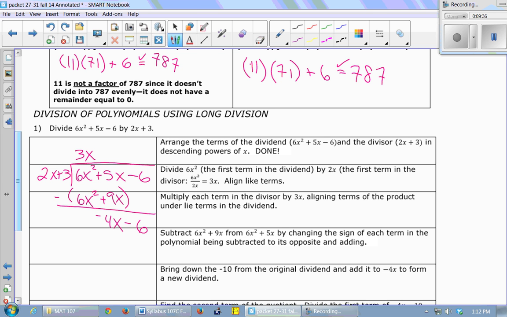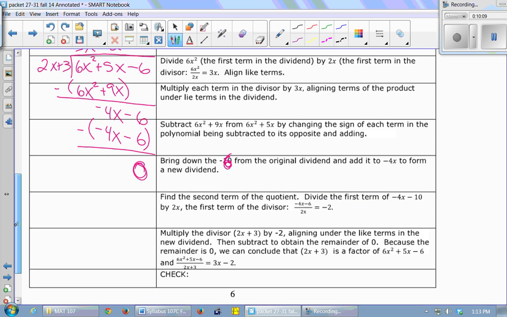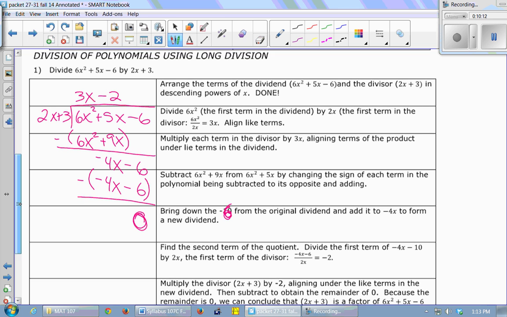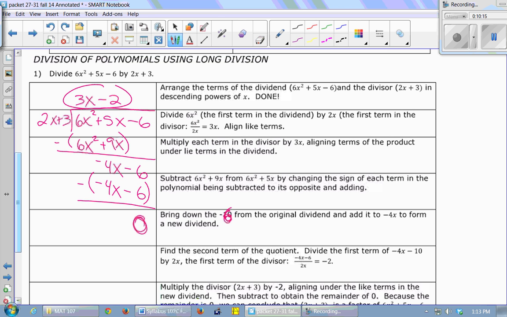2x plus 3, right? How many times does 2x go into negative 4x? Negative 2 times. So then we have negative 2 times 2x is negative 4x. Negative 2 times 3 is negative 6, and we subtract. What do you get when you take negative 4x minus 6 away from negative 4x minus 6? 0. That's a typo there. Bring down the negative 6. So that's it. I have a remainder of 0. So my answer is 3x minus 2.